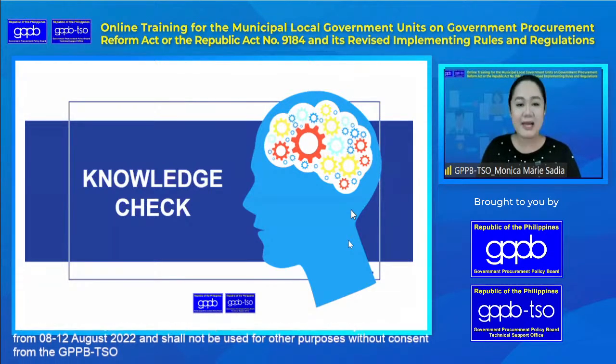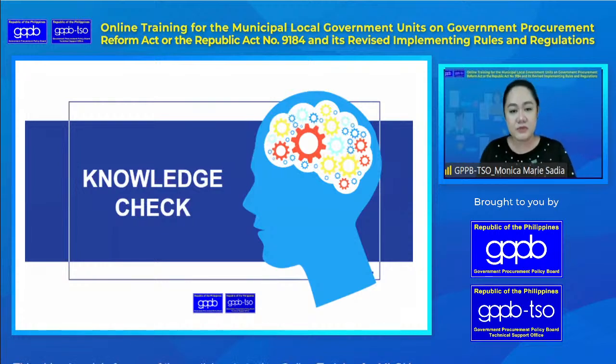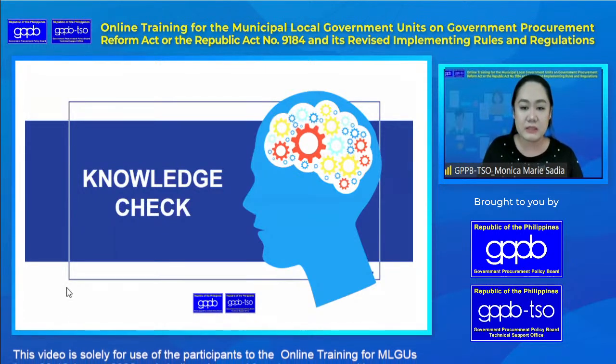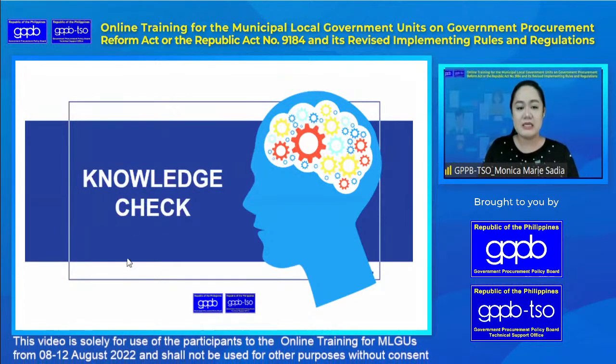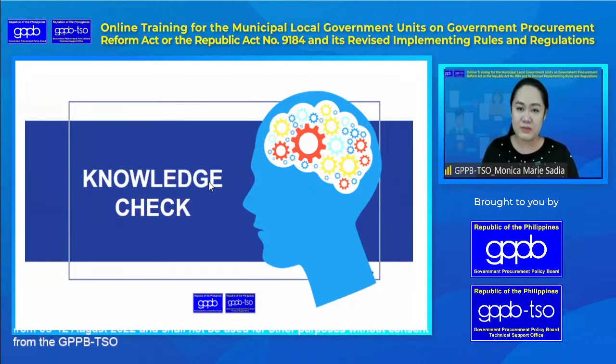The question is, blacklisting is an interim penalty imposed for infractions committed by a contractor during the competitive bidding stage whereby such contractor is prohibited from further participation in the bidding process of an agency. Is this true or false? Again, please answer through our Zoom chat box.